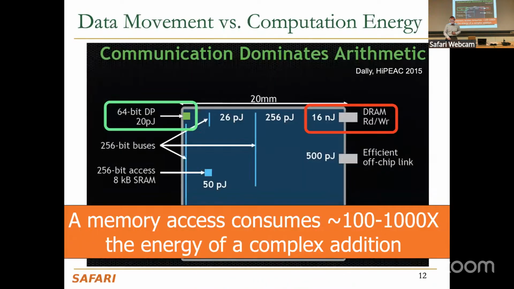Okay, so that was performance. If you look at energy, energy is completely worse, essentially. We're looking at here the energy costs of different operations. Again, these are old numbers from Bill Dally in 2015, who is NVIDIA's chief scientist now. Essentially, the numbers have changed, but the differences have remained in terms of orders of magnitude. So a 64-bit double precision floating point operation is 20 picojoules. This is a very complicated operation. A memory access, a DRAM access, read or write, is 16 nanojoules. That's 800x difference over here.